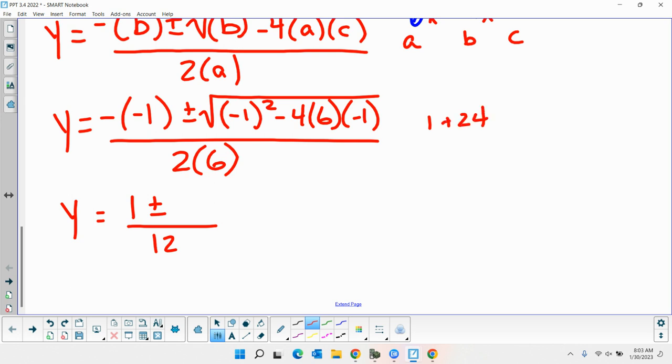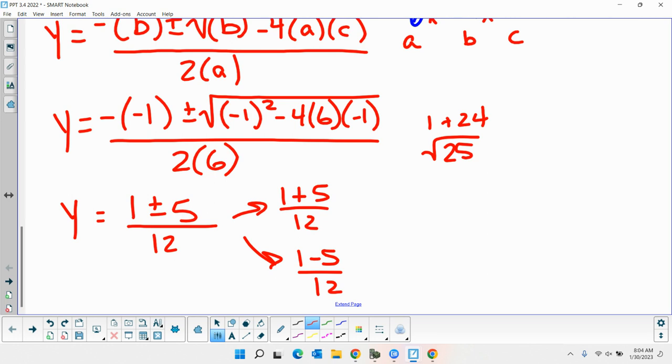Oh, this works out nice. That's 25. Well, what's the square root of 25? 5, right? So I'm going to do those two problems, okay? There's two problems there, remember. 1 plus 5 over 12, 1 minus 5 over 12. Okay, 1 plus 5 is 6. What's 6 divided by 12 reduced to? 1/2, yeah. So that's 6/12, which is 1/2 or 0.5.